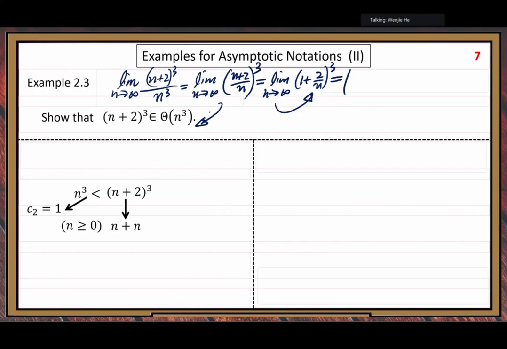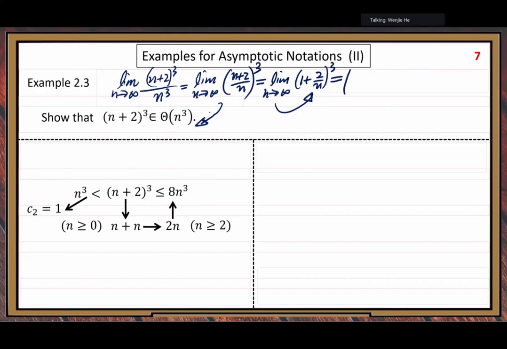To get the upper bound, we replace n plus 2 by n plus n, because we want to go in the larger direction. So we get 2n, but we need a condition, right? We need an n greater than or equal to condition. That's our n0.